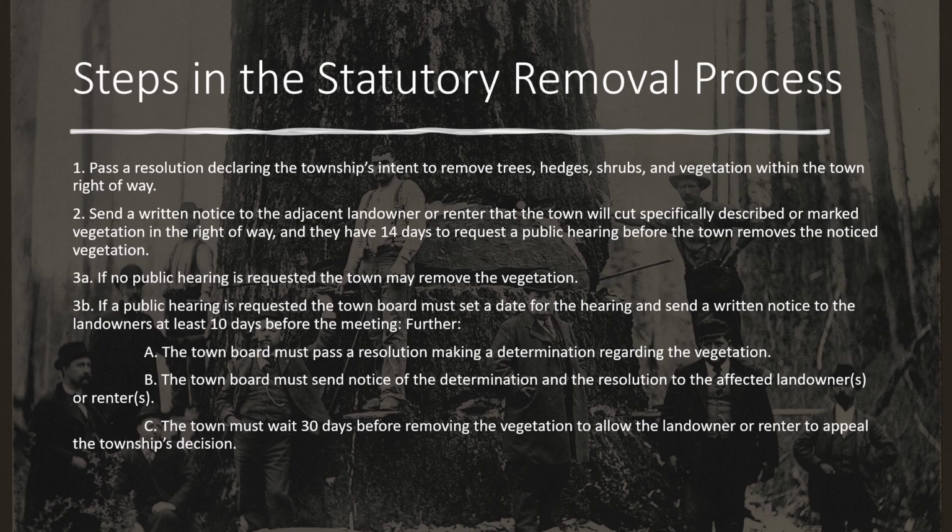If a public hearing is requested, we must take further steps. In particular, we must set a date for the hearing and send written notice to those landowners at least 10 days before the hearing. Further, once we've had our hearing, the town board must pass a resolution making a determination regarding the vegetation. We must send notice of that determination, along with the accompanying resolution, to the affected landowner or renter. Then finally, we must wait 30 days before actually removing the vegetation to allow the landowner or renter time to appeal the township's decision.